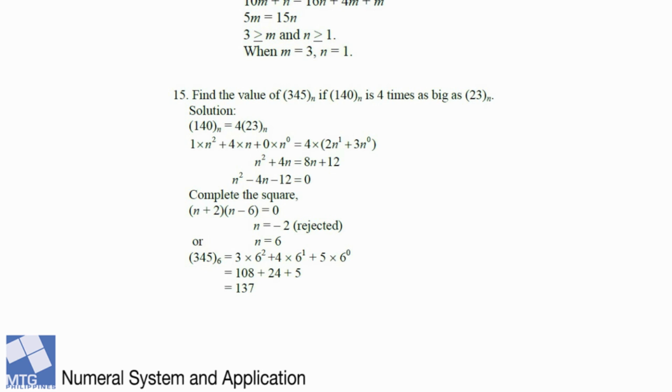By factoring, we will have the quantity N minus 6 times the quantity N plus 2 equal to 0. With this, we will have two possible values for N: negative 2 and 6. However, the negative value will not work for this case because we will only consider the positive numbers. Thus, we consider N to be 6. Therefore, we will have 345 base 6. This will be equal to 3 times 6 raised to 2 plus 4 times 6 raised to 1 plus 5 times 6 raised to 0. When we simplify this, we will have 137 base 10 or simply 137.